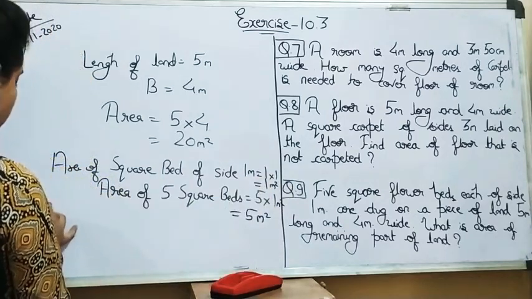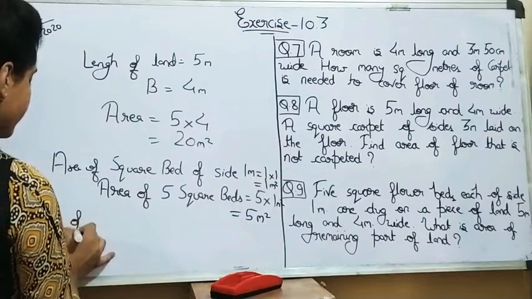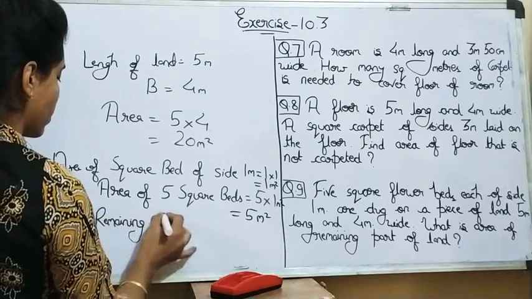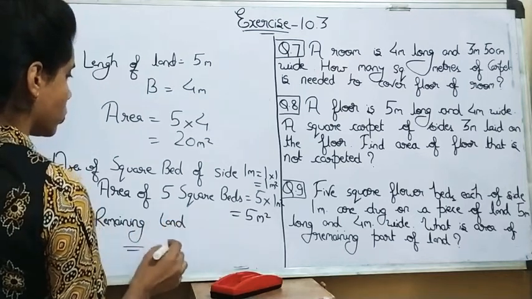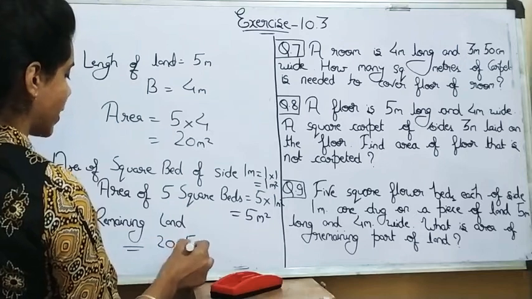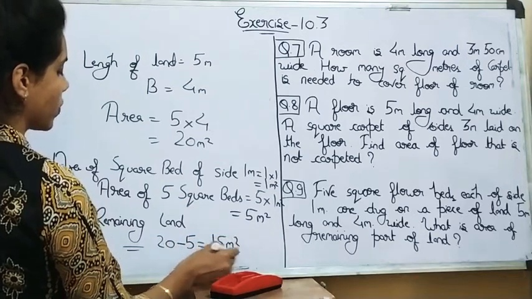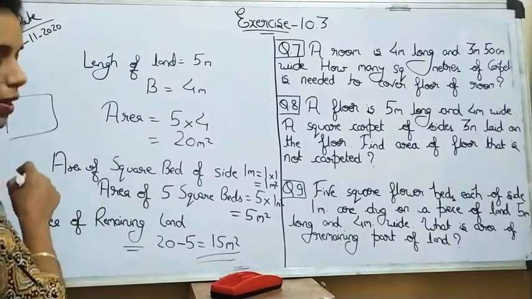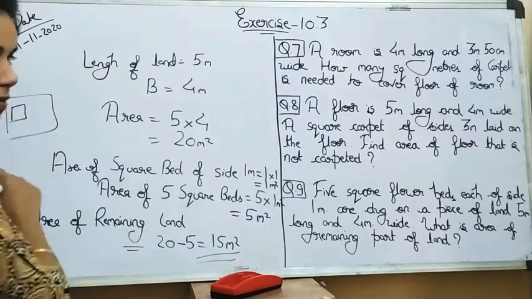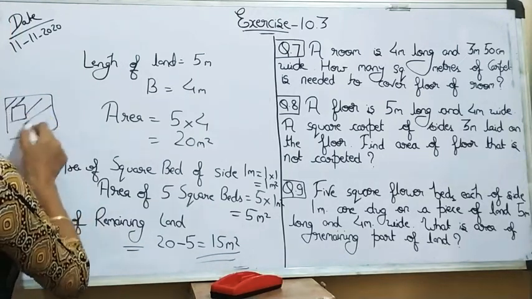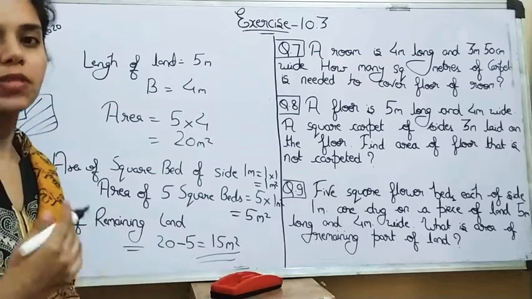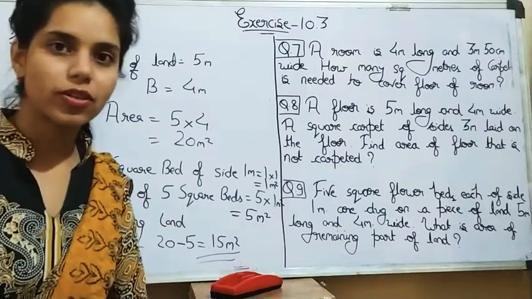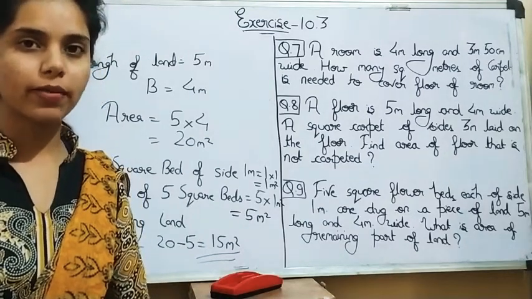So area of remaining land will be 20 minus 5, which equals 15 meters square. In this way, if the area of the whole portion is given and the area of a small portion is given, we can find the area of the remaining portion by subtracting that small portion. Understood? In this way we have done 9 questions of this exercise. Complete your notebook. Okay. Thank you.